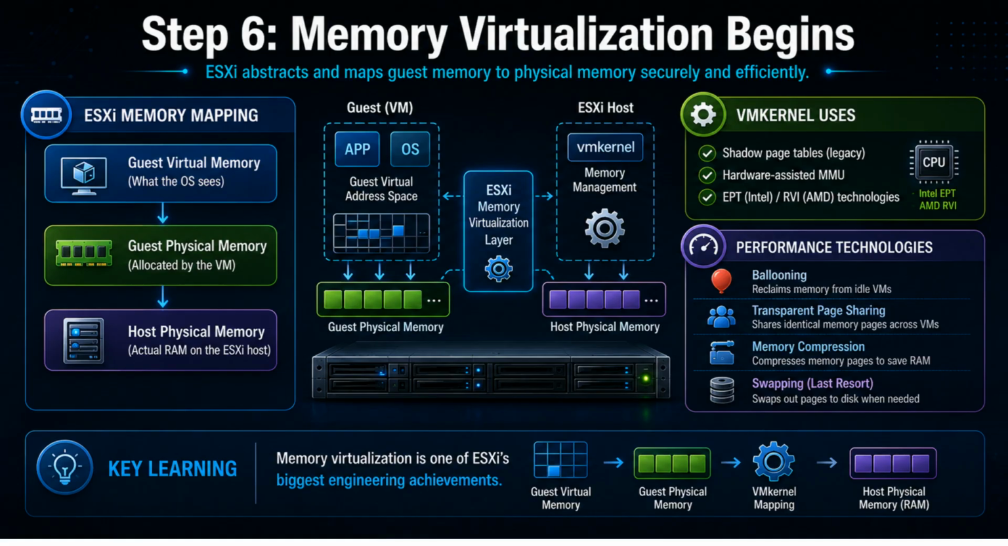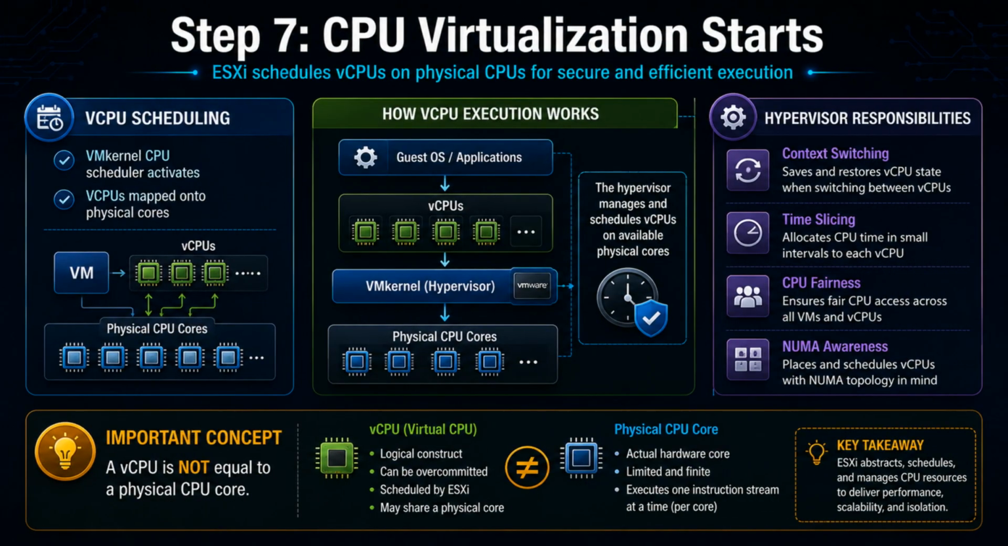After memory is ready, ESXi starts virtualizing CPU execution. A vCPU is not the same thing as a physical CPU core. vMkernel's CPU scheduler now maps vCPUs onto physical cores. The hypervisor handles context switching, time slicing, CPU fairness, and NUMA awareness to balance workloads efficiently. This allows many virtual CPUs across multiple VMs to share limited physical CPU resources while maintaining performance and isolation.